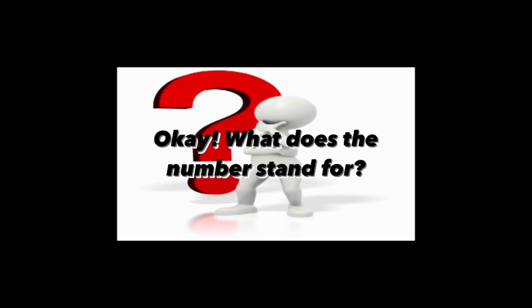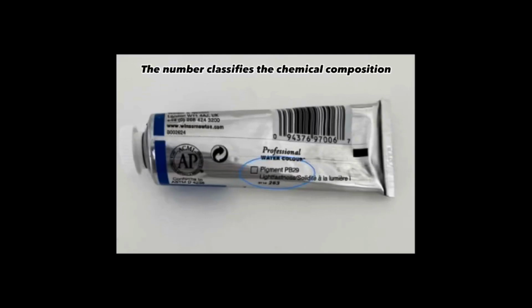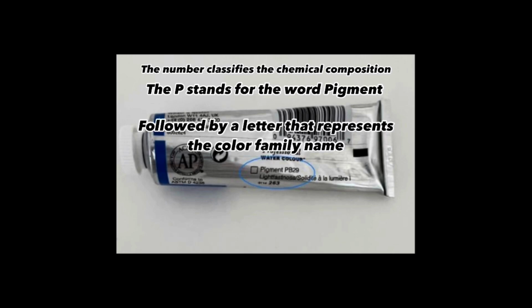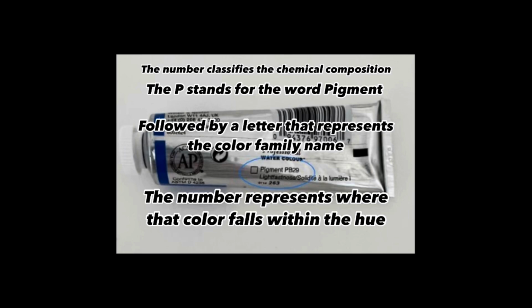At this point, you may be asking, okay, what does the number stand for? The number classifies the chemical composition. The P stands for the word pigment, followed by a letter that represents the color family name, and the number represents where the color falls within the hue.